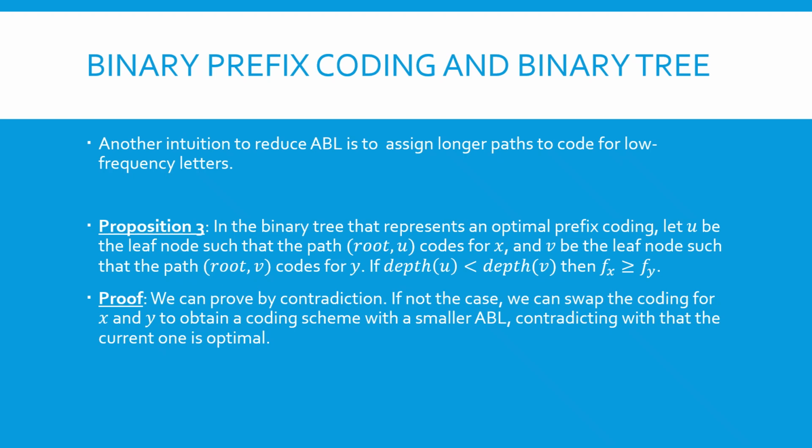In this case, we can swap the code words of X and Y. This preserves the prefix-free property of the coding scheme, since only leaf labels are exchanged. After the swap, the ABL is strictly reduced. This contradicts the assumption that the original tree is optimal. Therefore, in an optimal prefix coding tree, lower frequency characters must be placed at deeper leaf nodes.